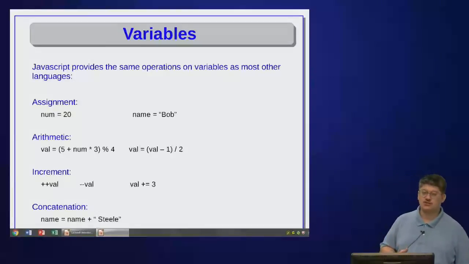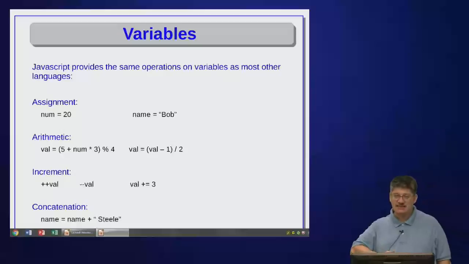I also have operations on strings. In particular, I can concatenate them. Concatenating means to add to the end. So here I can take name, which is Bob, and add Steele. And that will make a new string, Bob Steele. And I can put that back in name.